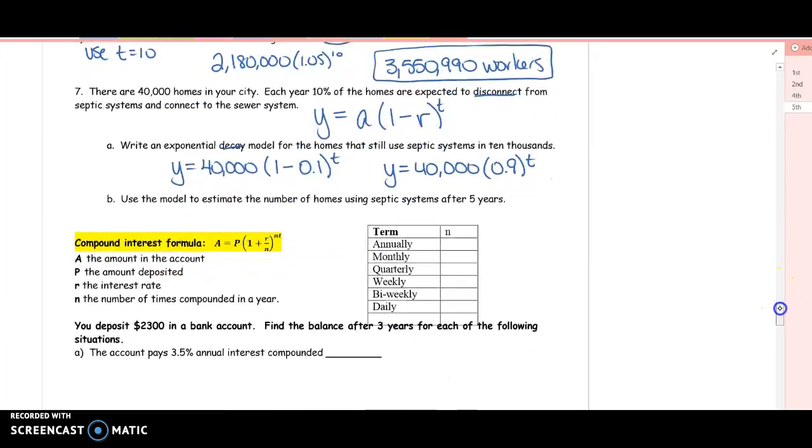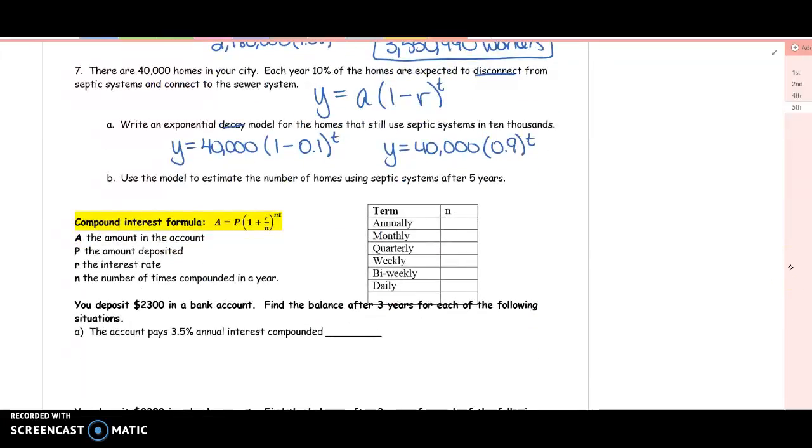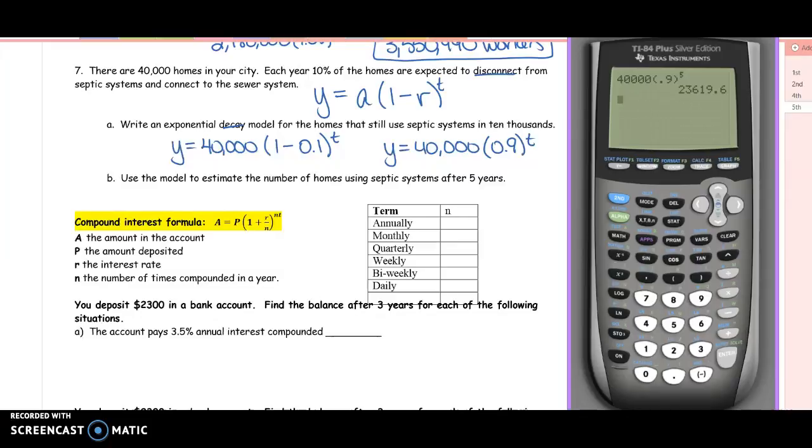On your own, for part B, use the model to estimate the number of homes using septic systems after 5 years. So plug in 5 for T. You should get 23,620. Okay.